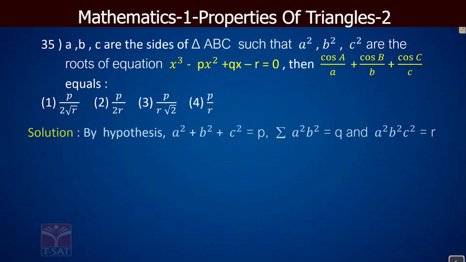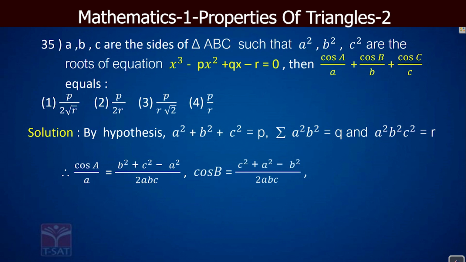So, now by hypothesis, because p, q are the roots of so and so equation, we have sigma a square, that is a square plus b square plus c square, equal to p, and sigma a square b square is equal to q, and lastly the product of the roots a square b square c square is equal to r. Now, we know that cos A by a is b square plus c square minus a square by 2abc, cos B by b is equal to c square plus a square minus b square by 2abc, and cos C by c is equal to a square plus b square minus c square by 2abc.